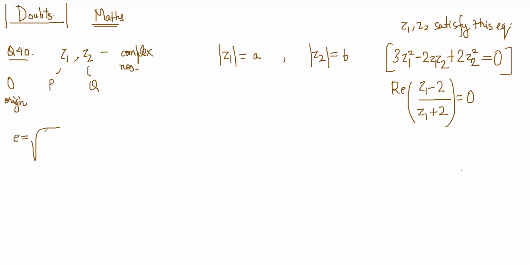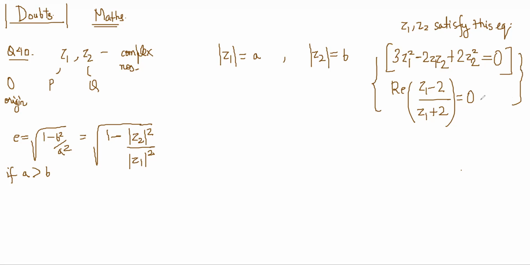Eccentricity is clearly root over 1 minus b square by a square, right? Correct? Yes, sir. If a is greater than b, otherwise it would be 1 minus a square by b square, right? So you just have to compare the magnitudes. Basically, eccentricity is root of 1 minus mod z2 square by z1 square, right? Yes. Okay, you have to use these facts to do this.